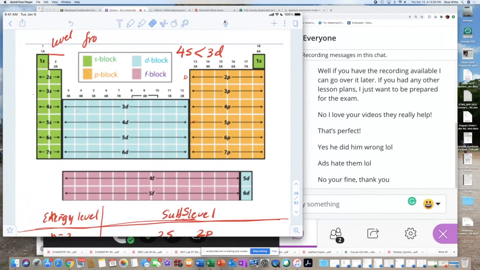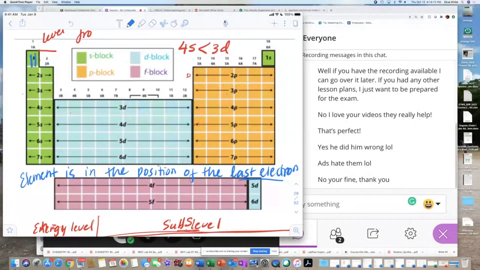The element is in the position of the last electron. Okay, so what I did here is actually use this map on the periodic table, and what this does is help you to see the element's energy level of that last electron. So what I mean by that is, I showed you guys this before, hydrogen actually belongs right here.